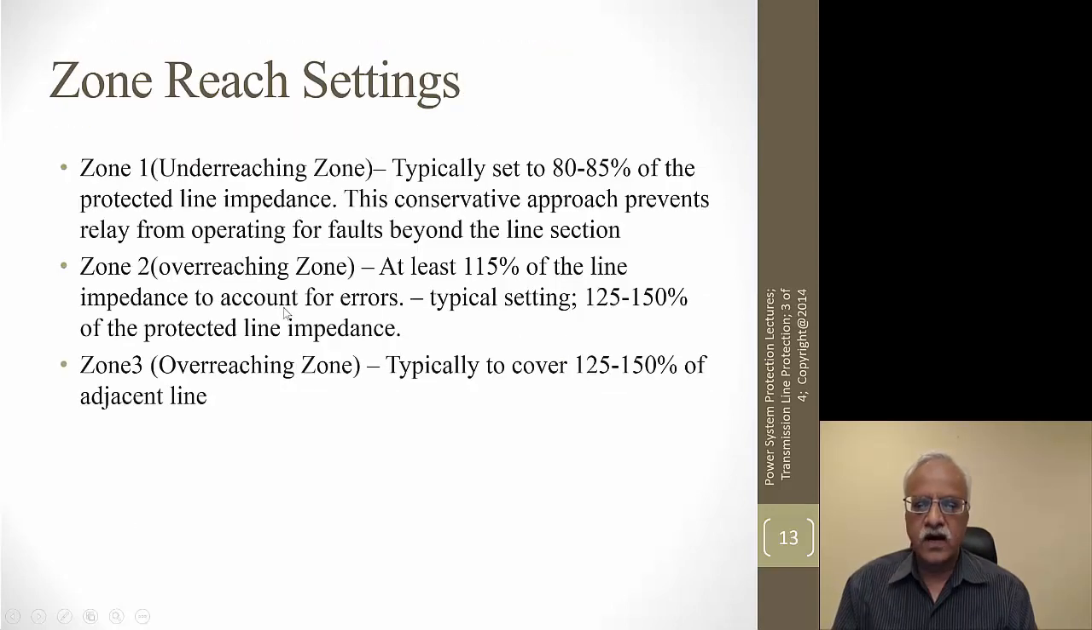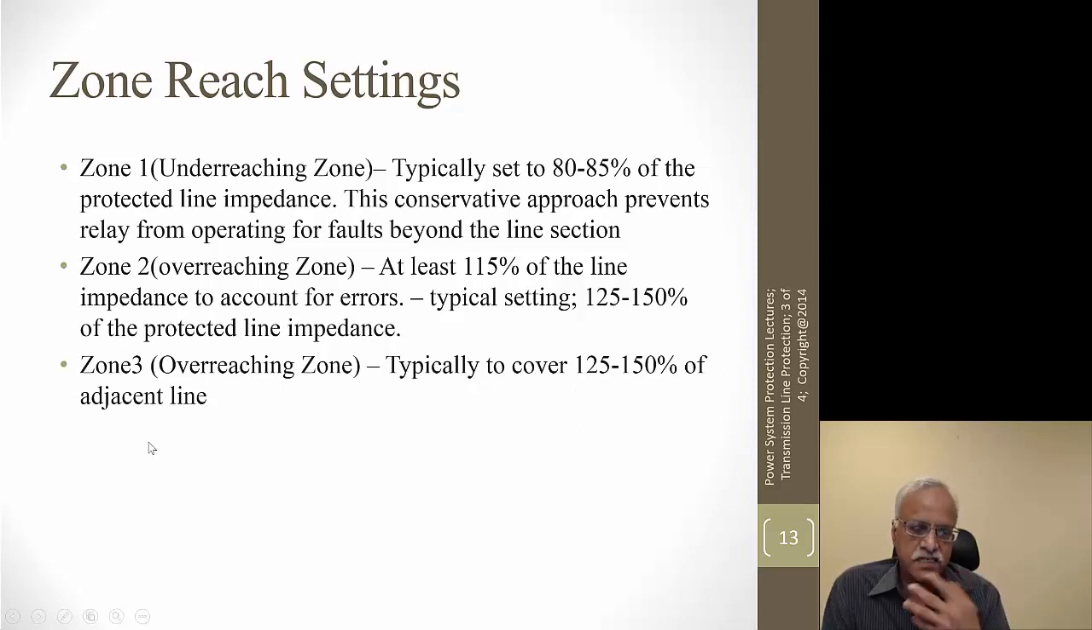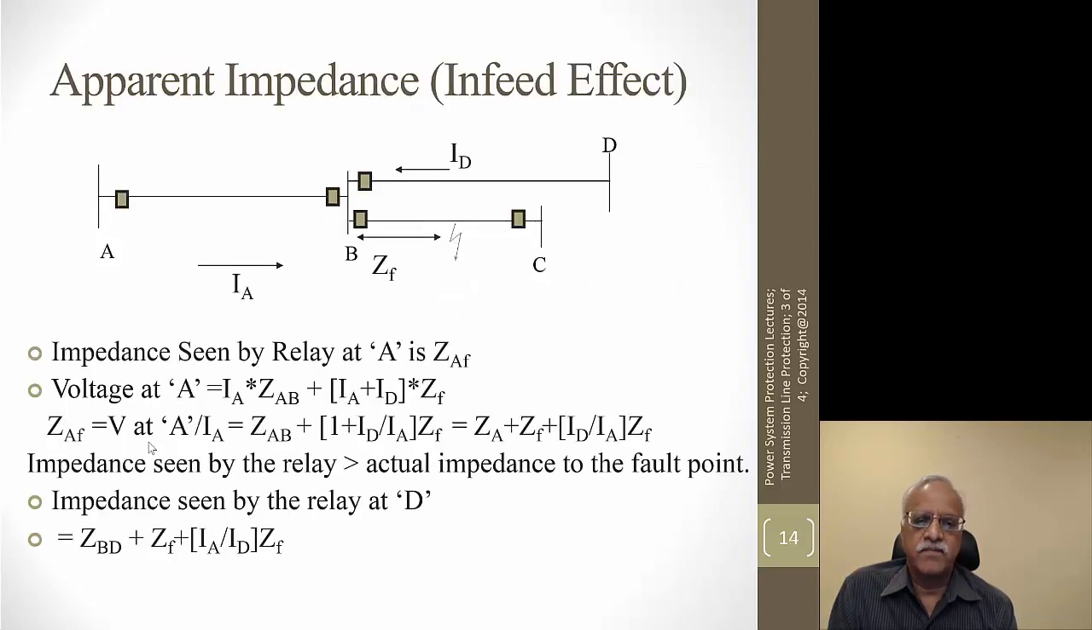Okay, so now this is how we set the relay. Zone 1 is typically set at 80 to 85%. Zone 2 is set to at least 115% of the line to account for the errors. Typically you set it to 125 to 150. Zone 3 is set to 125% of the adjacent line section. As I said, the adjacent line section could be a very long line section, and we try to cover the longest adjacent line from station B, that is, the longest line from station B in our example.